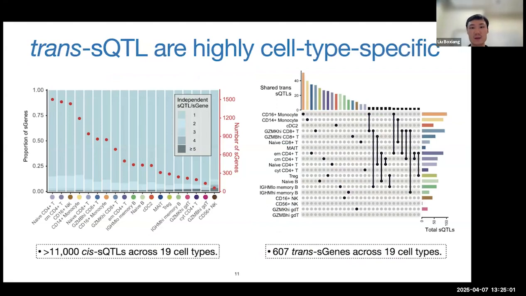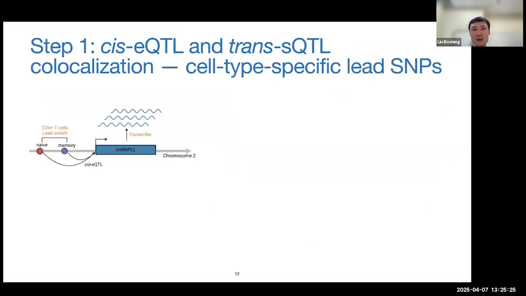So besides single-cell splicing, we can also combine the splicing data with the genetic data to map splicing QTLs. So here we have identified about 11,000 cis-sQTLs across 19 of the 22 cell types, and also about 607 trans-sGenes across the 19 cell types. So I'm going to show you two stories of why these splicing QTLs matter, right? So in the first story, I'm going to show you a biological pathway that was identified using our data set, right?